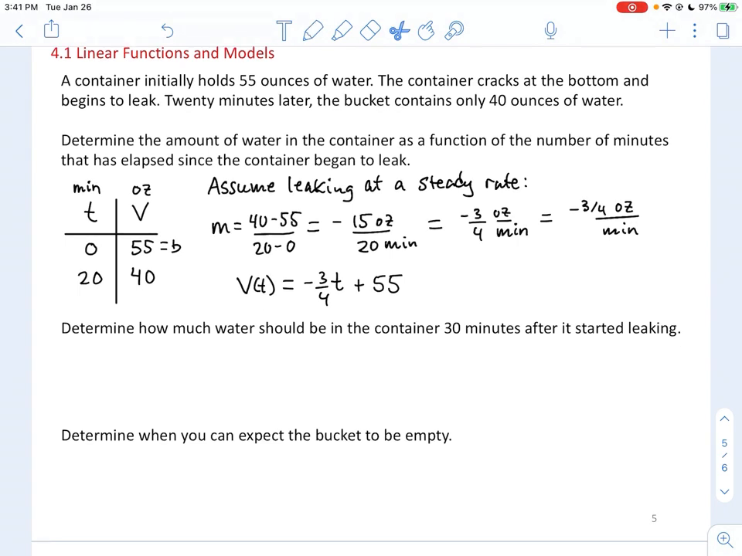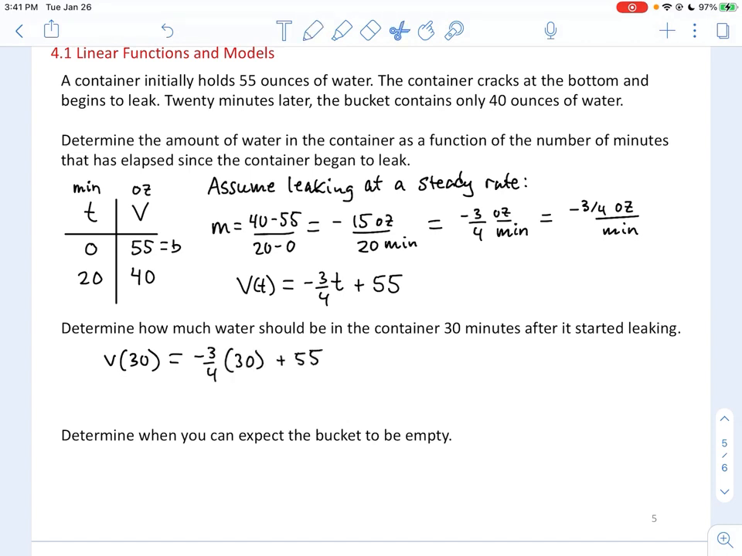Determine how much water should be in the container 30 minutes after it started leaking. So in other words, after it started leaking, when t is 30, we want to figure out what v is. In other words, we just have to plug 30 into the v function. So we say it's going to be negative 3/4 of 30 plus 55.